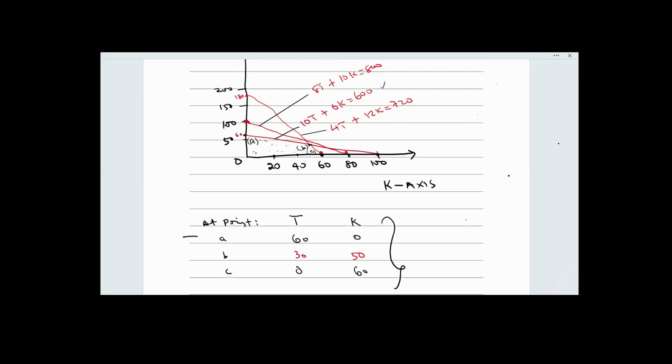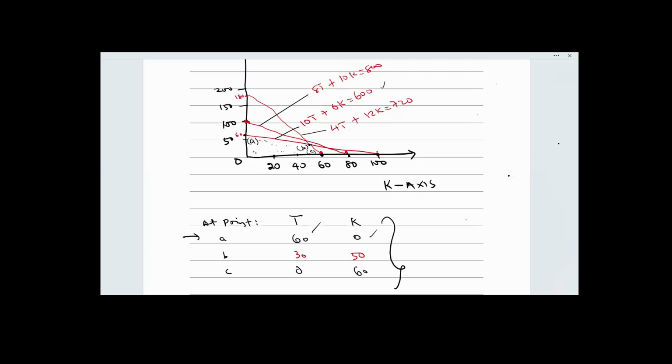At this point A, the one I put in a bracket, what is the value of T? T is equal to 60. That's why you are seeing 60 here. K is equal to 0. You trace it down because it's on a straight line. That's why you have that 0 there.